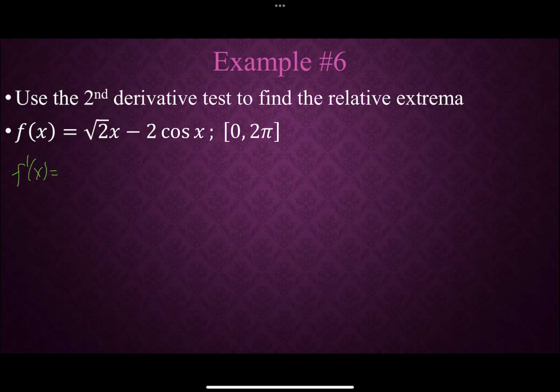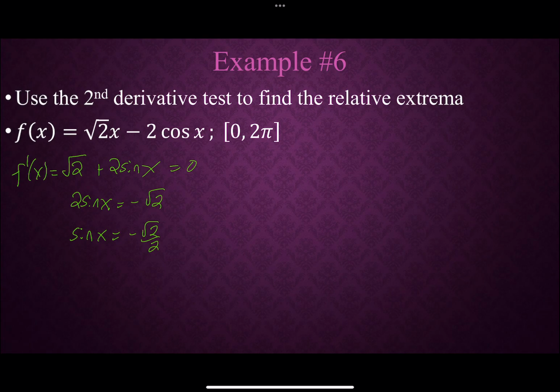So our first derivative, that's root 2x, so it'll just be root 2, because it's linear, so whenever it's linear, it's always just the coefficient in front of x. Cosine becomes negative sine, it's already a negative, so it's plus 2 sine x. Set that equal to 0, so we get 2 sine x equals negative root 2, so sine x is negative root 2 over 2.